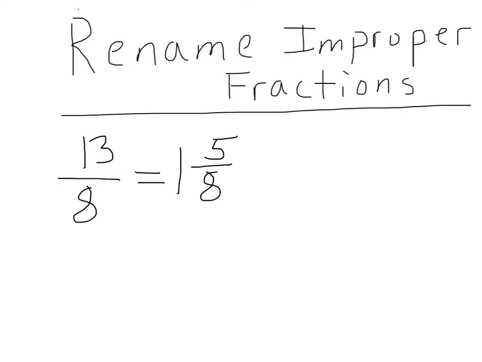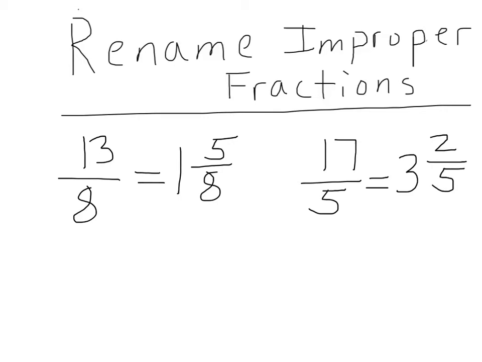Another example I'm going to provide you is 17/5. Again, it's an improper fraction. I can say to myself, how many times does 5 go into 17? I know 5 times 3 gets me 15. So now I have to do 17 minus 15, which is equal to 2. That becomes my numerator, and I keep my denominator the same, which is 5. So 17/5 converts over to 3 2/5 for a mixed number.